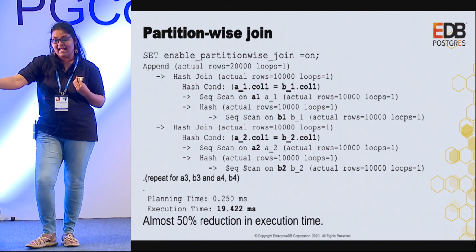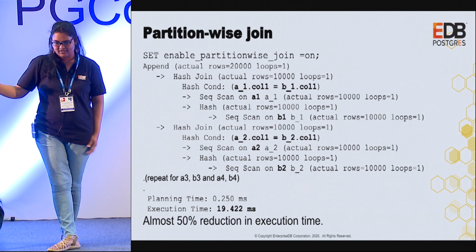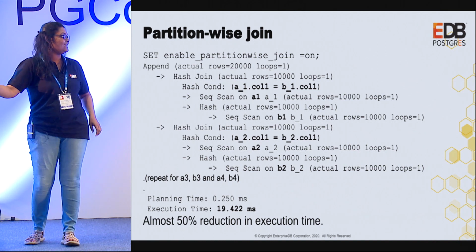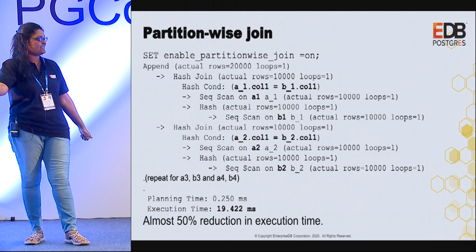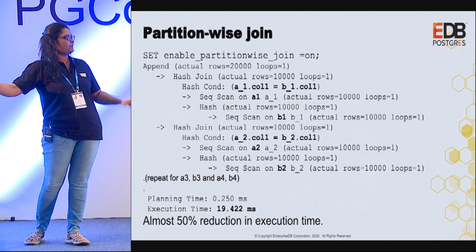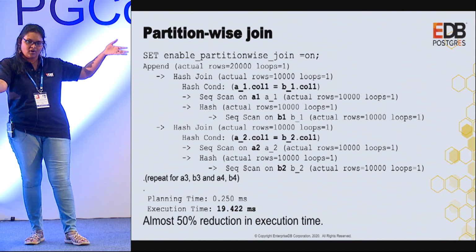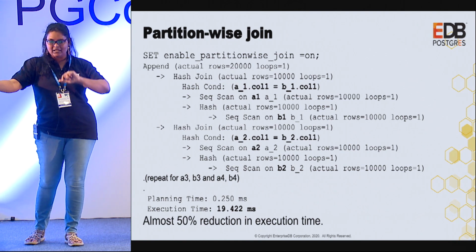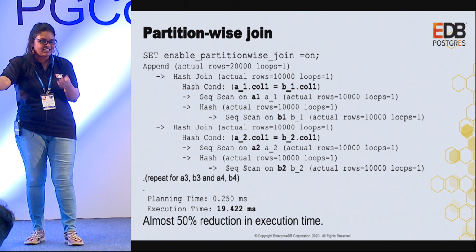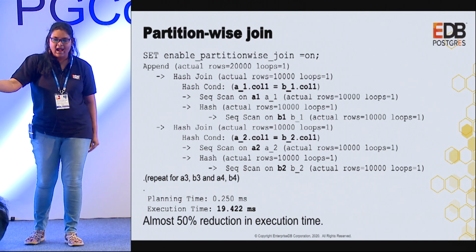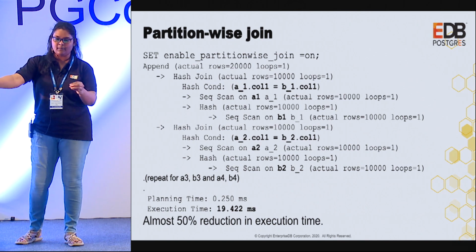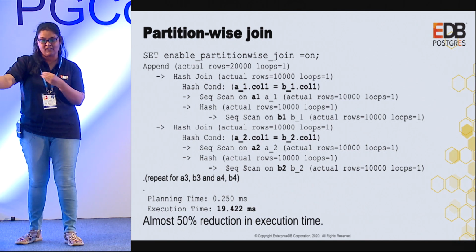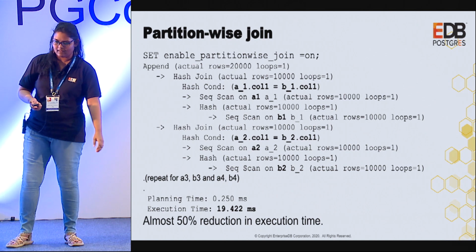Now, when I enable partition-wise join, which is equal to on, you can see that it performs the hash join, the same type of join that was performed previously, but it performs it for each of the partitions. So A1 and B1 are joined, and then A2 and B2 are joined, and this is repeated for A3 and B3 and A4 and B4. And you can see there's almost a 50% reduction in the execution time for performing this kind of join.